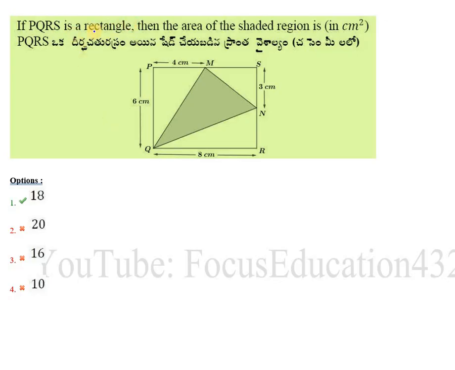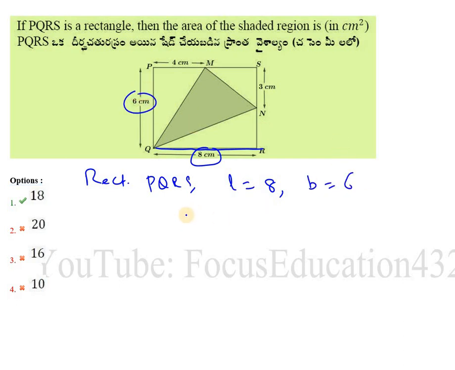Now, if PQRS is a rectangle, here we are having PQRS is a rectangle. So, in the rectangle PQRS, what is the length given? Length is this one. How much is it given? 8. What is the breadth or width? Here it is given, no? 6. So, the area of the rectangle is how much?